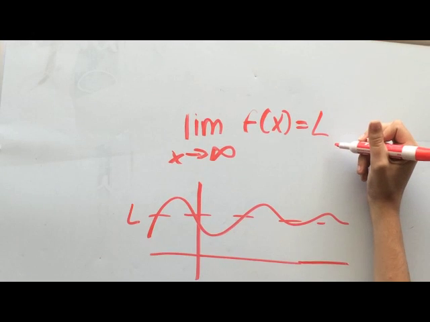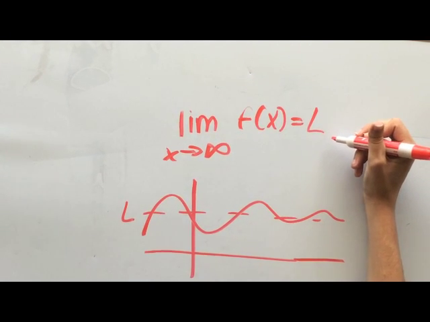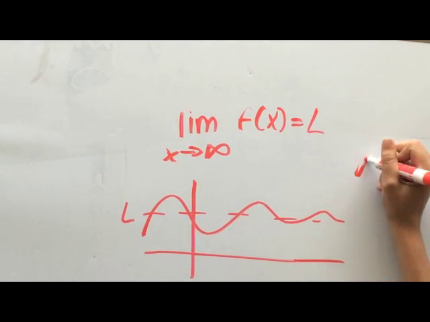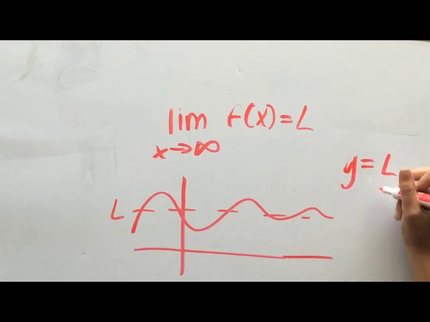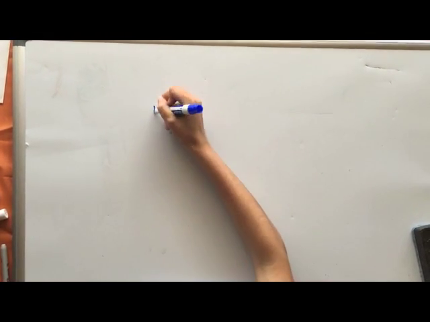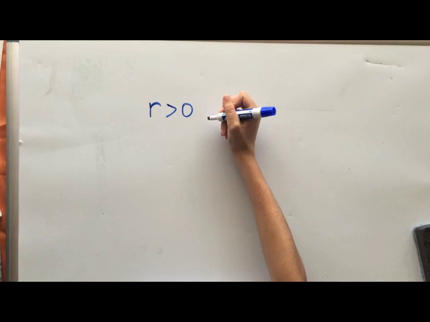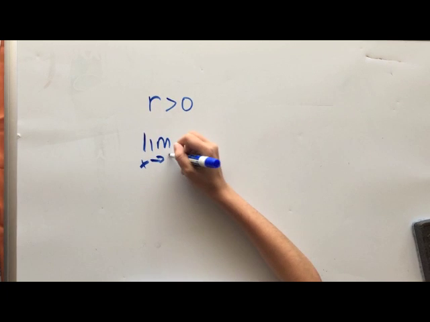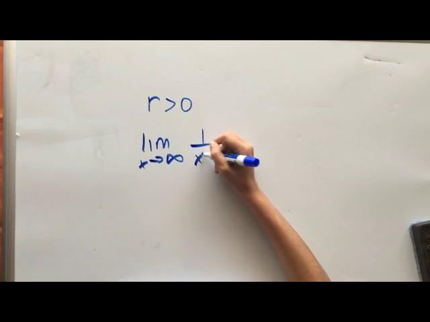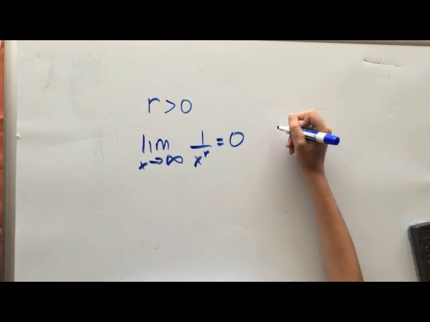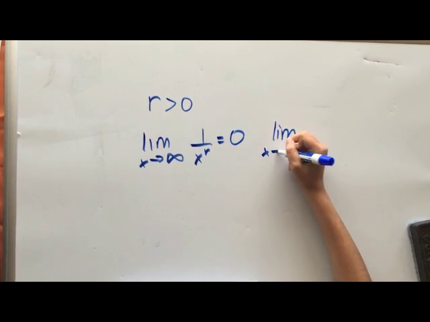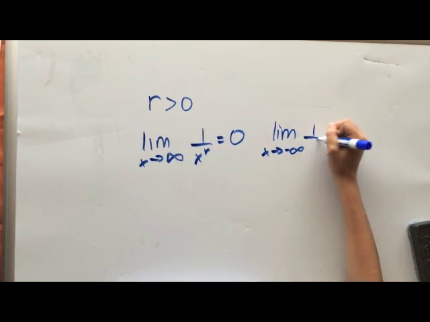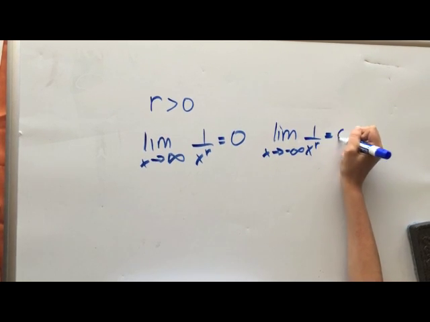Now if the limit as x approaches infinity of f of x equals L is true, then y equals L is the horizontal asymptote. So before we begin some practice problems, here are a few quick reminders. When r is greater than 0 and is a rational number, the limit as x approaches infinity of 1 over x to the r equals 0, and the limit as x approaches negative infinity of 1 over x to the r also equals 0.